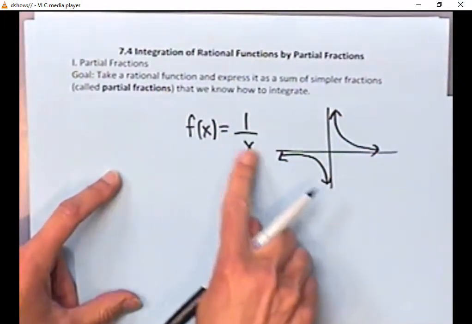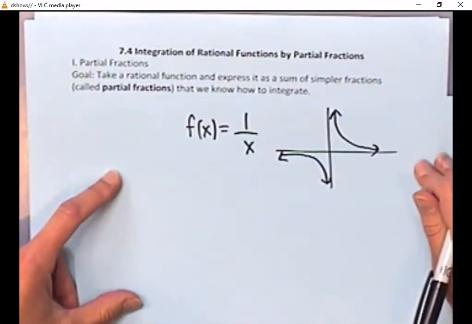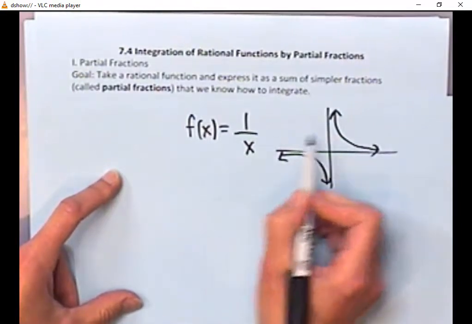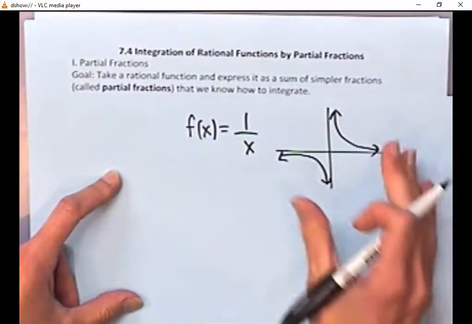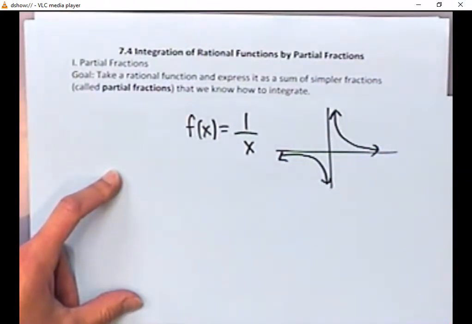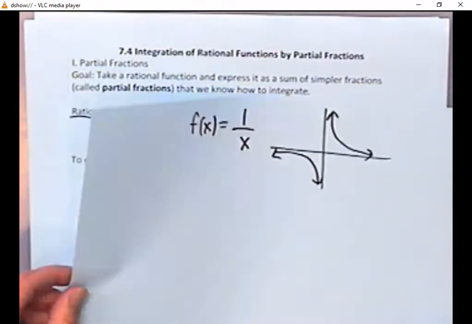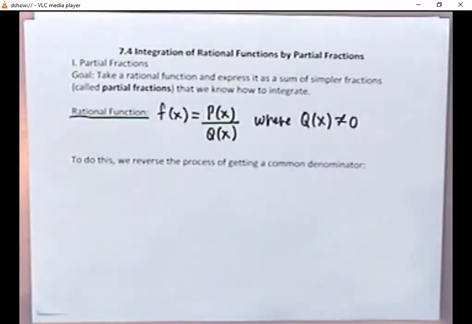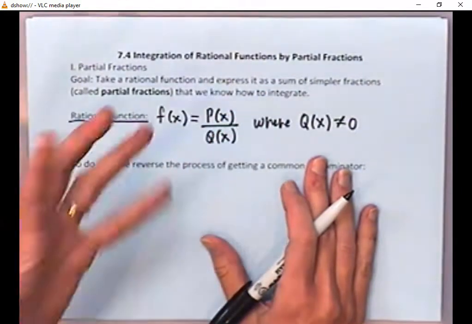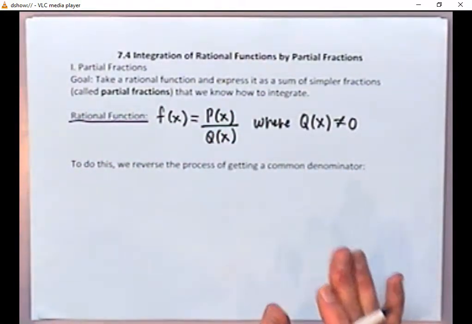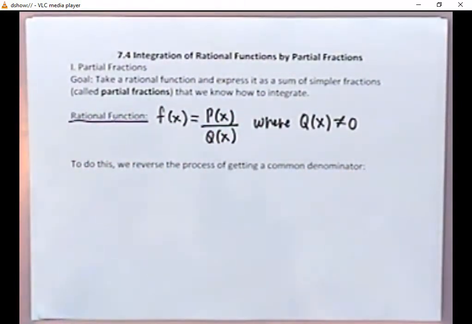So rational functions tend to have asymptotes because they have places where it's undefined, like here it's 0. So they may have asymptotes and they can have more than 1. And then the graphs kind of fit in between all those asymptotes. So that's just a little bit of background on rational functions, so you know a little bit about what they look like. So that's the kind of thing we're going to be working on integrating. Now, in order to do that, we kind of reverse the process of getting a common denominator in order to put it into a form that we can integrate.